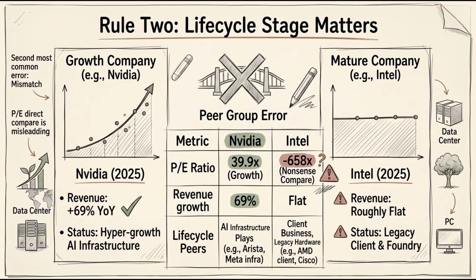Rule number 2 is that life cycle stage matters. You shouldn't put a mature company with flat revenue in the same peer group as a growth company that is doubling every 2 years. In 2025, Nvidia grew its revenue 69% year over year, while Intel's revenue remained roughly flat. If you directly compared their price-to-earnings ratios, 39.9 for Nvidia versus -658 for Intel, you would end up with complete nonsense. Mature peers for Intel might include AMD's client business or legacy hardware makers, while growth peers for Nvidia would include AI infrastructure plays. Mismatching life cycle stages is the second most frequent error in building peer groups.